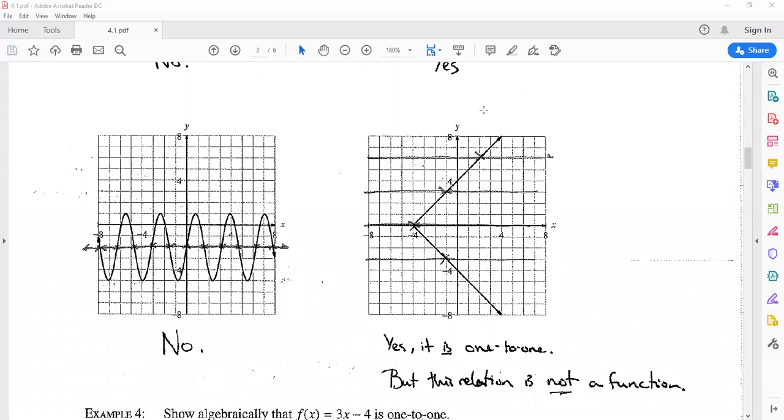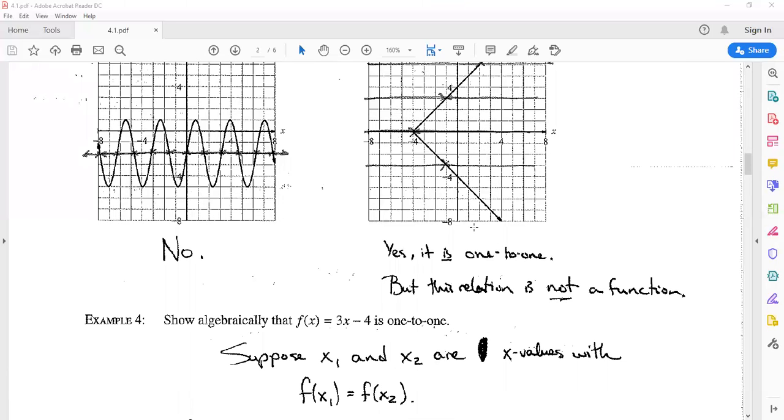So this example is a little bit strange because we only defined one-to-one in terms of functions, but we'll just take it for what it is. I think most of everything that we're going to see for the rest of this semester is going to be a function. So this example is just here to tease our brains or something.